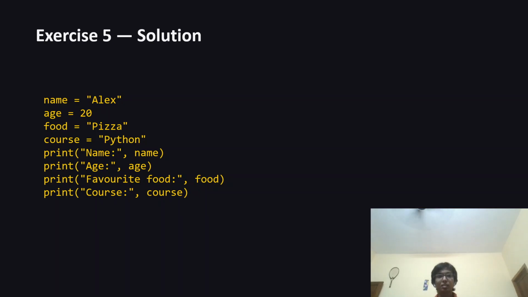Time's up, guys. This is what the solution is going to be. It's pretty easy. It's nothing much of a rocket science. Yes, we made a variable name. We assigned name. Made a variable age. Assigned age. Made a variable food. Assigned pizza as the favorite food, a course, and then we put labels.